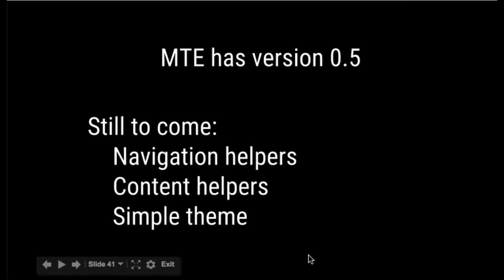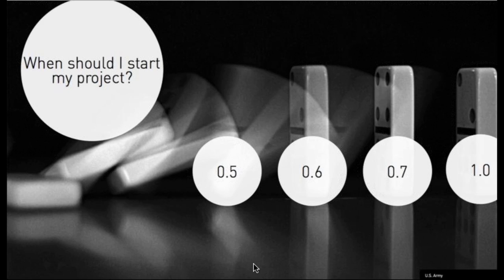With 5.4, we've released Magnolia Templating Essentials with version 0.5. We did that because we knew we weren't there yet. We weren't as far as we wanted to be to really complete the story of what the Essentials should provide. So that's why we chose 0.5.